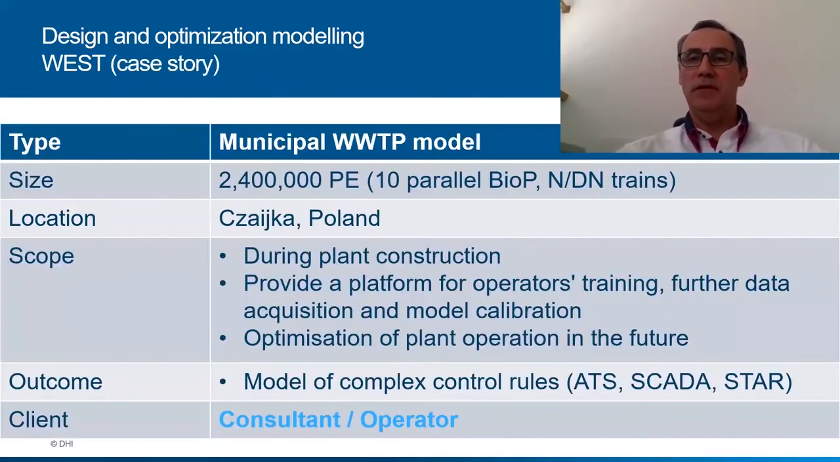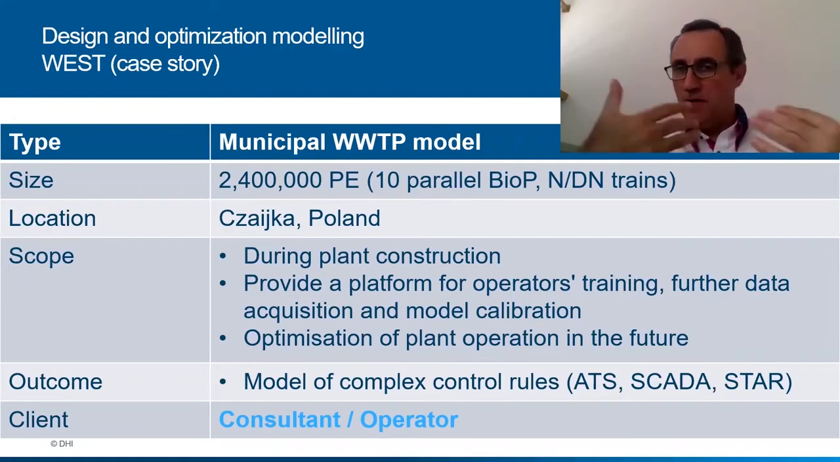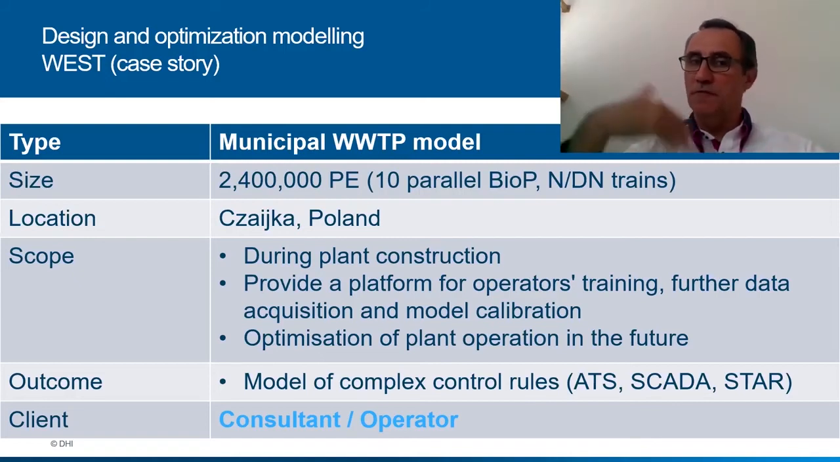One example is that we, together with our partners, did it for one of the biggest treatment plants in Central and Eastern Europe, in Poland. That's the treatment plant of Warsaw, which has been built for close to 2.5 million person equivalents. It has been used not only during plant construction for optimization, but also for training of the future operators on how to run the treatment plant for different scenarios and use complex control rules for that large treatment plant.